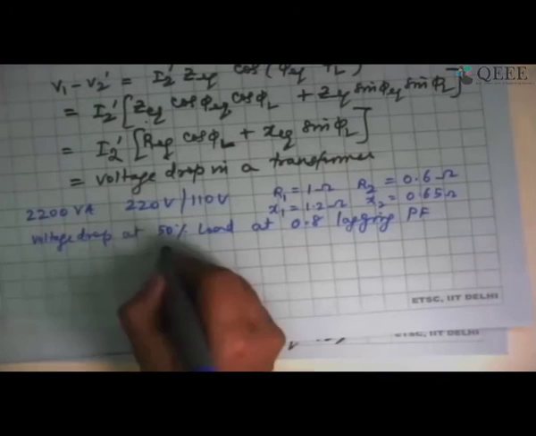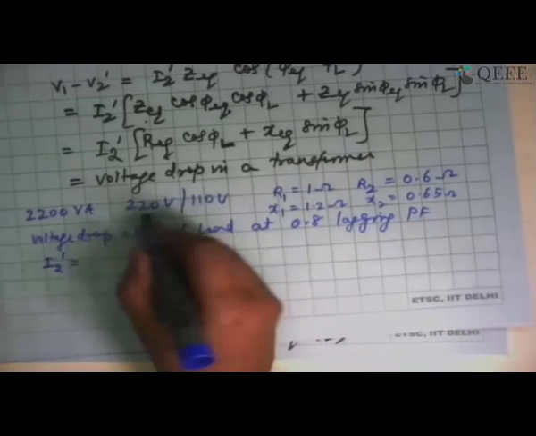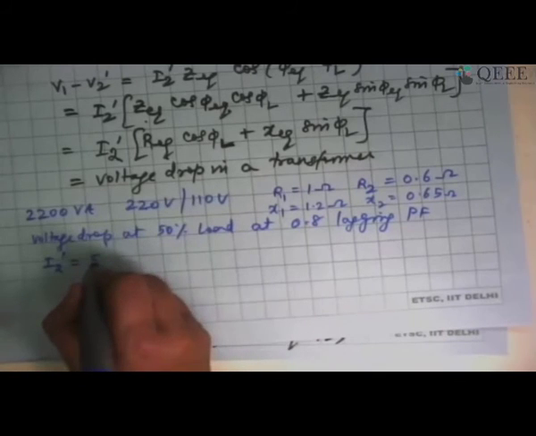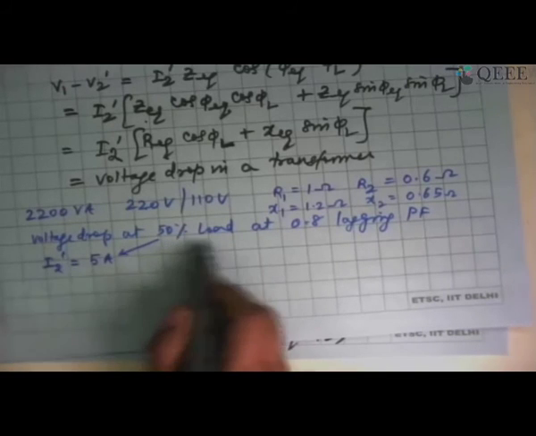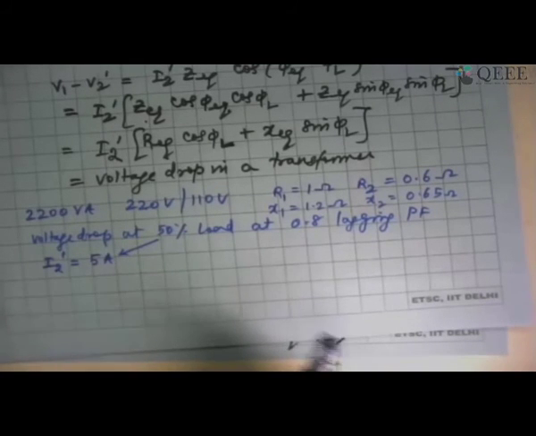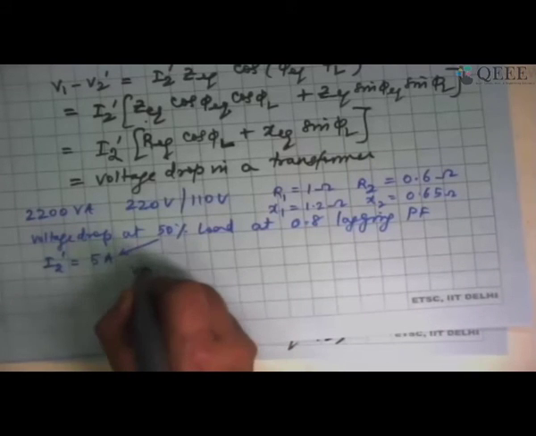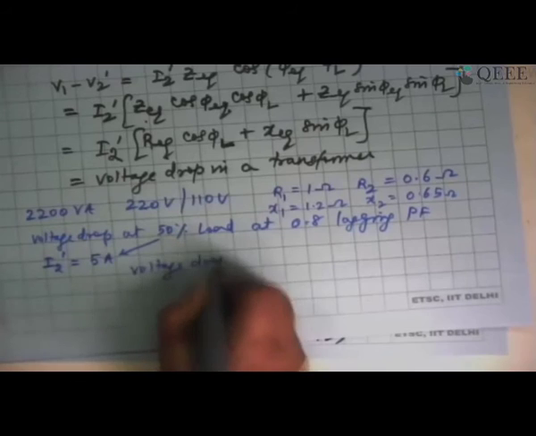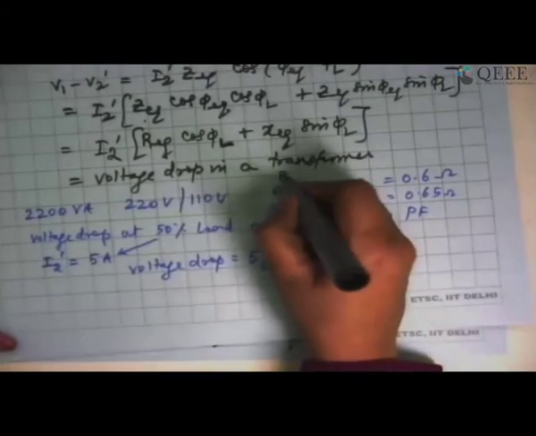Now at 50% load, the current I2 dash will be, instead of 10 ampere, 5 ampere, because it is 50% load. If it is full load, it would have been 10 ampere. So I can say that the voltage drop will be equal to 5 ampere multiplied by R equivalent. Let me calculate R equivalent here itself.